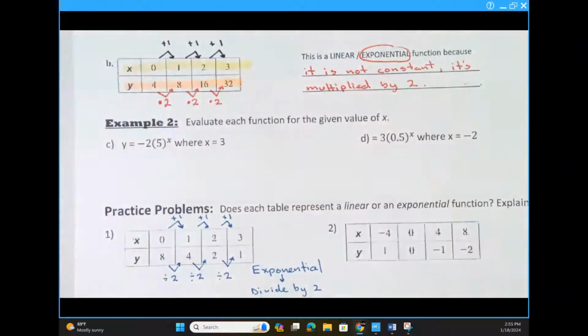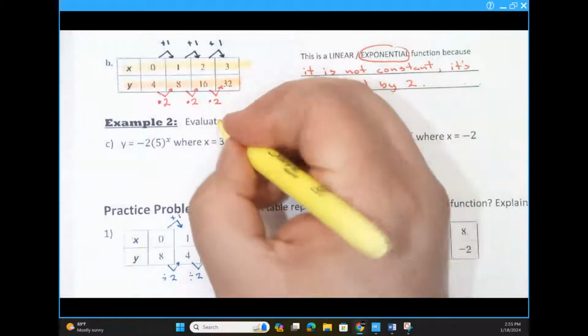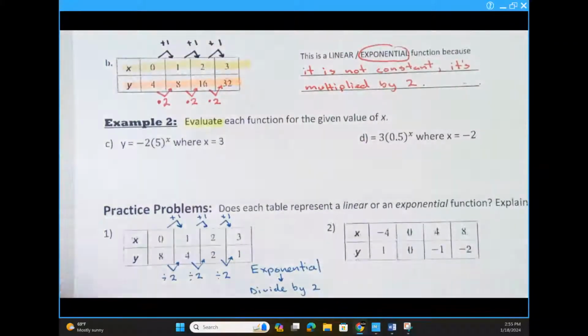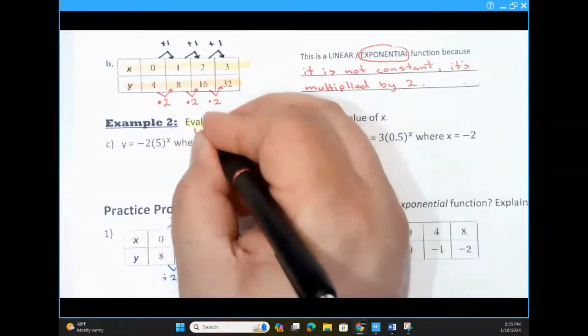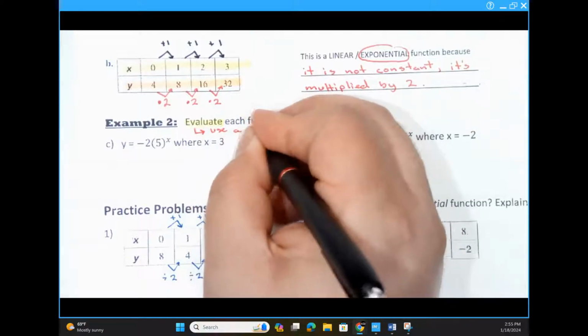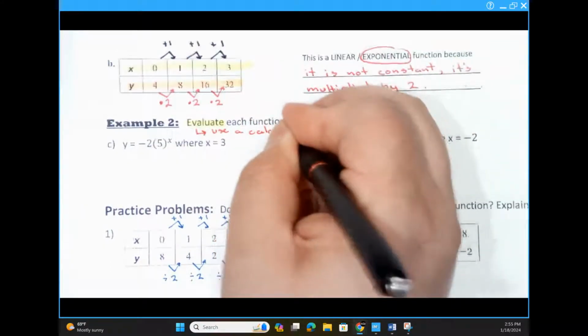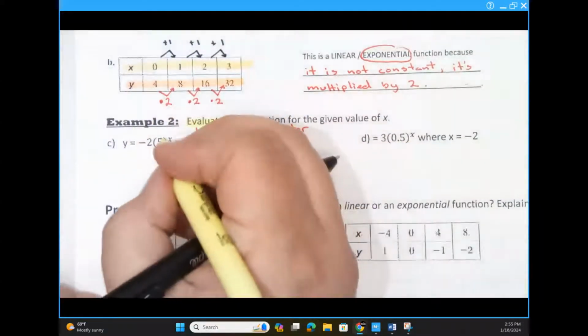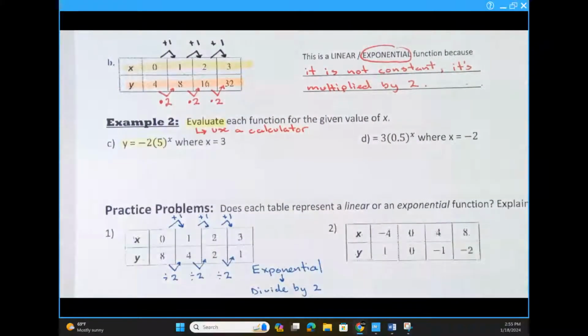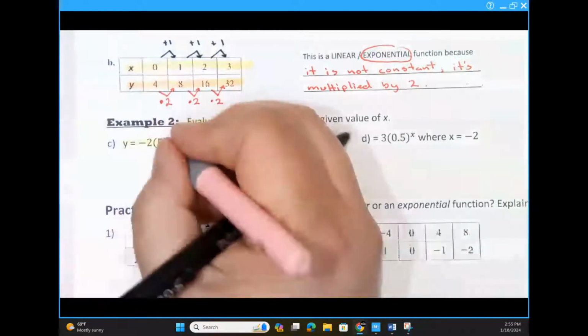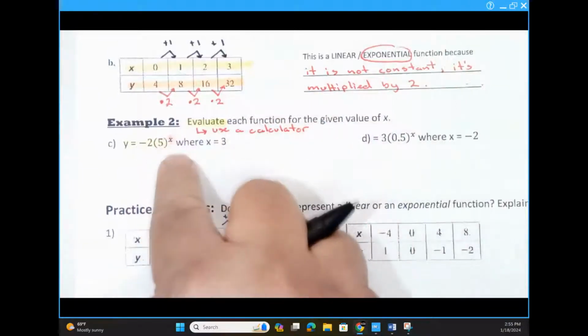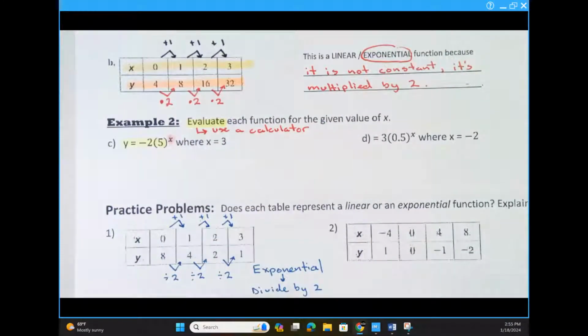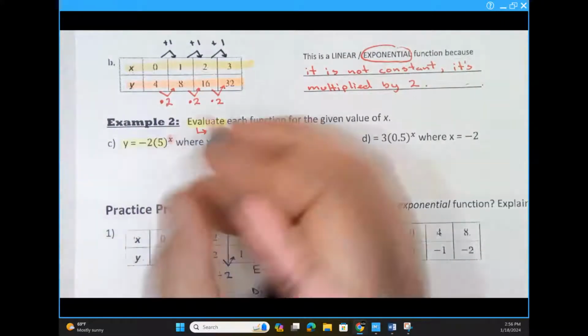Evaluate. Now, when we hear the word evaluate, we saw this the other day. Evaluate means use a calculator, work things out. These are numbers. You are going to work them out separately. So here's my equation. Y is equal to negative 2 parentheses 5, and then it has the power of x. That is why this is exponential. This is exponential because it has that power. And then they said, oh, by the way, the x is a 3.